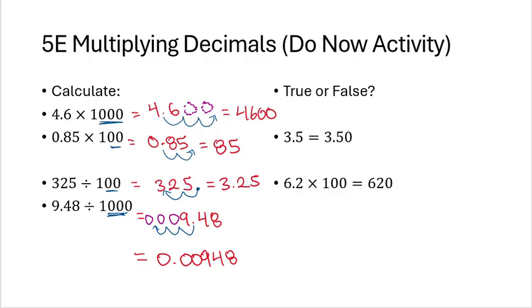And is this true or false? 3.5 equals 3.50. That's true because the value of the 0 doesn't change. Next, you've got 6.2 times 100. So you're moving it twice towards the right. 1, 2. Fill in the gap. And it ends up being 620. So that is true.